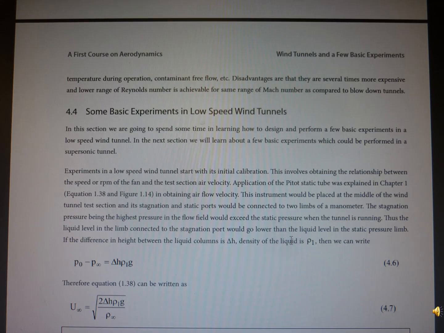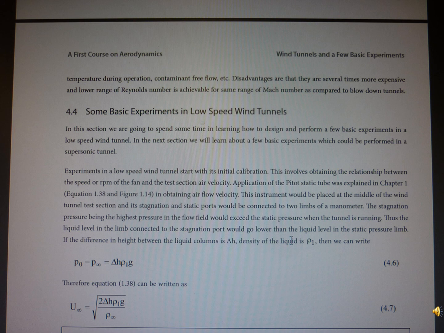Basic experiments in the low speed wind tunnels. So we are going to spend some time on this. Experiments design and performance involve a few basic elements. Experiments in the low speed wind tunnels start with the initial calibration. This involves obtaining the relationship between the speed or RPM of the fan and the test section air velocity.